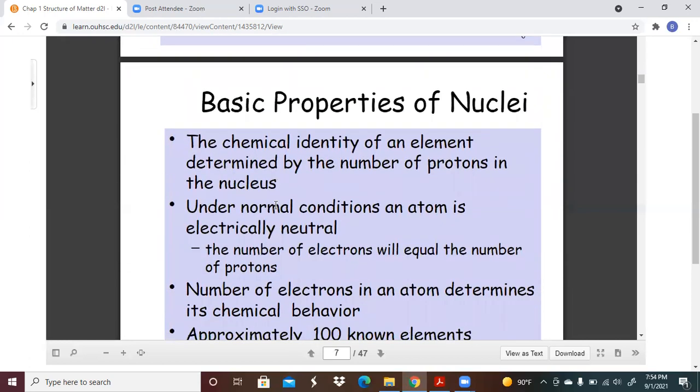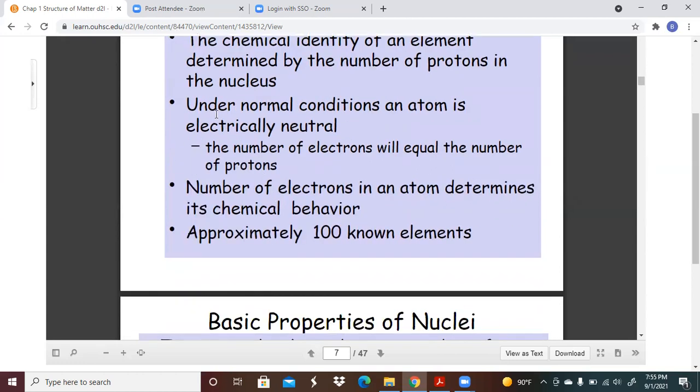So what are the basic properties of nuclei? The chemical identity of an element is determined by the number of protons in the nucleus. So the number of protons is going to tell you exactly what the chemical identity is. Gold is going to have a different number of protons than silver, than tin, than copper. So that arrangement of protons in the atoms is going to tell you what sort of element you are dealing with.